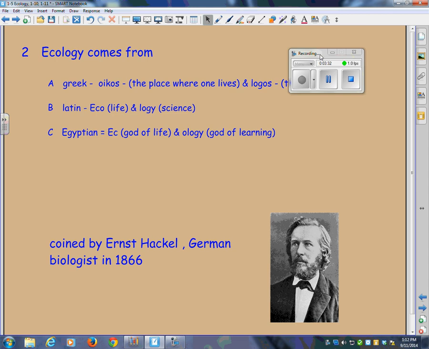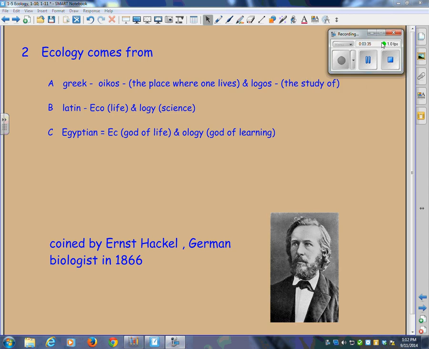Where do you think the word ecology comes from? It's an English word, but all words come from places. So, and this is in the book, by the way, you could be looking it up as you go. Is it the Greek for oikos, the place where one lives, and logos, the study of? Is it Latin for eco, life, and logi, science? Or is it Egyptian, ek, the god of life, and ology, the god of learning? And I will say one thing, I made 2 of those up. It was coined by this guy here, Ernst Haeckel, a German biologist in 1866.